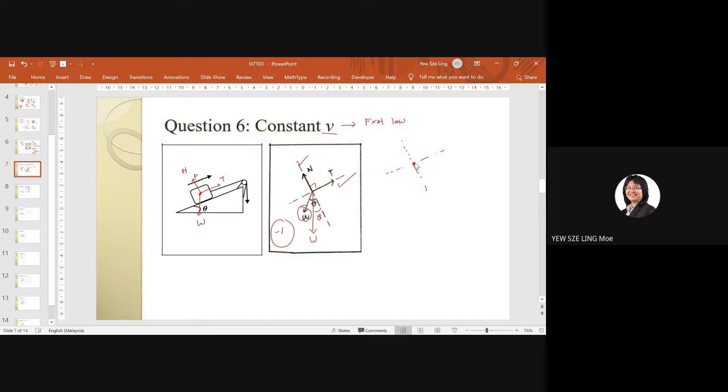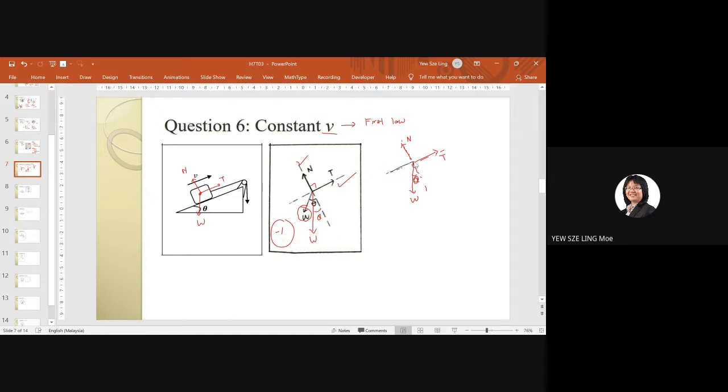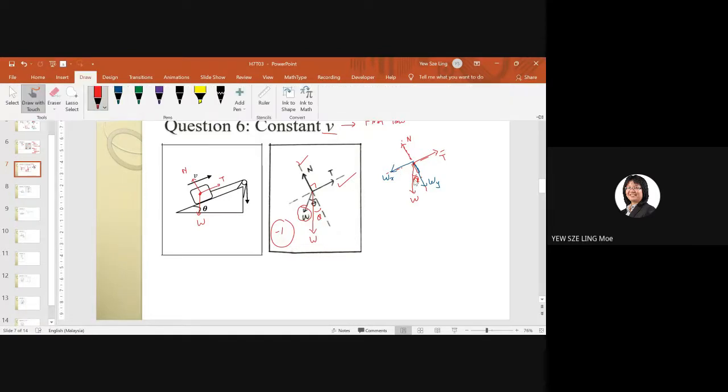So you have a T that is going towards this direction, along the X component and along the Y component, and then W that is going straight down. So this is the angle. And then you can resolve it with a pencil. So this is my Wx, and then this is my Wy. All right, next, I can form the equations right now.